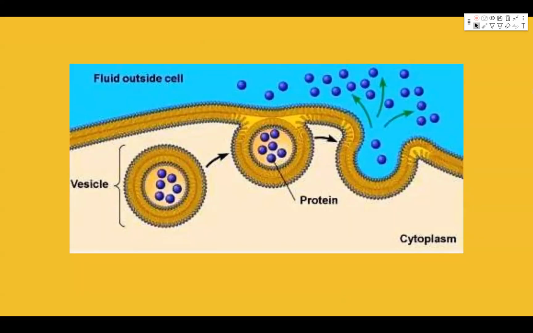So, this is the process of exocytosis. We've got our vesicle. It's going to fuse with our cell membrane. It's going to release stuff into wherever it's going to go, into the outside, into the out. Questions here?